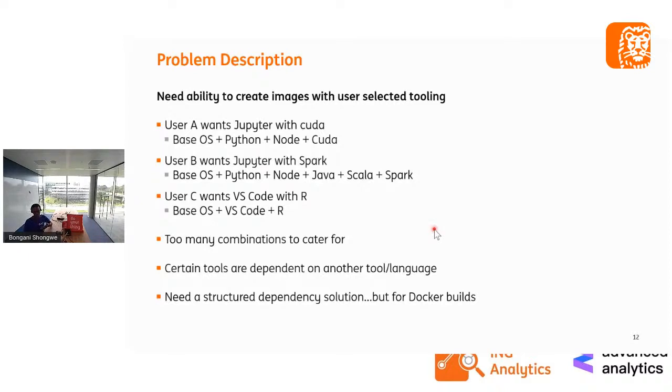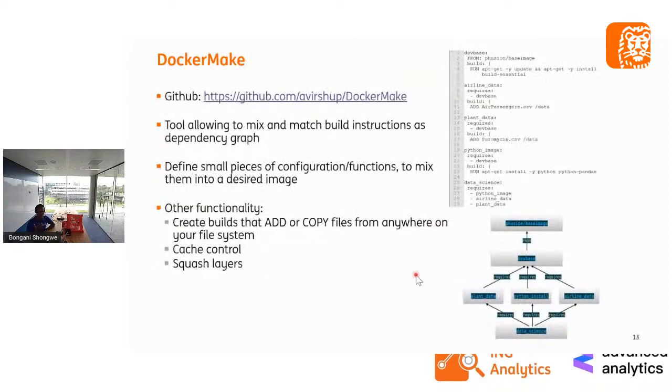And if we were to introduce a new framework, a new tool, or a new language, it would introduce more complexity. So what we needed was some form of structured dependency solution, but for Docker builds. What we came across was Docker Make. Docker Make is an open source project. It's a command line tool to build and manage stacks of Docker images.